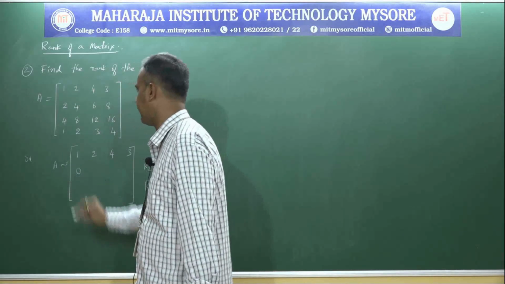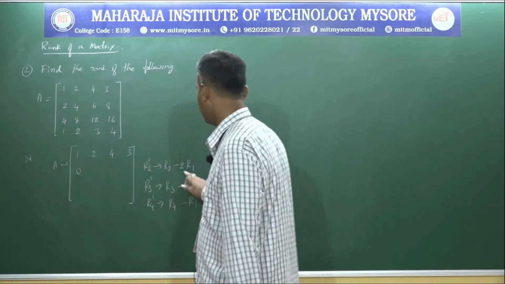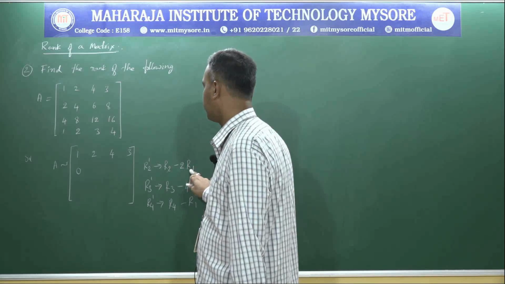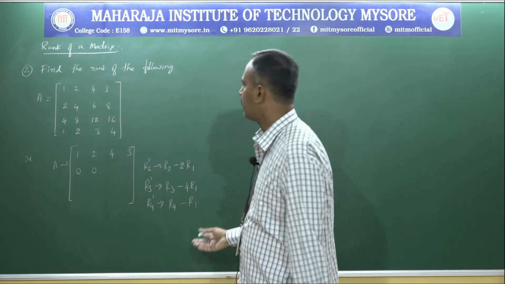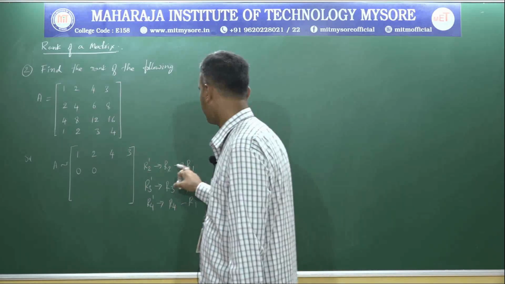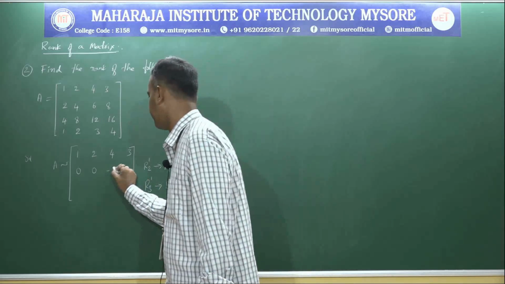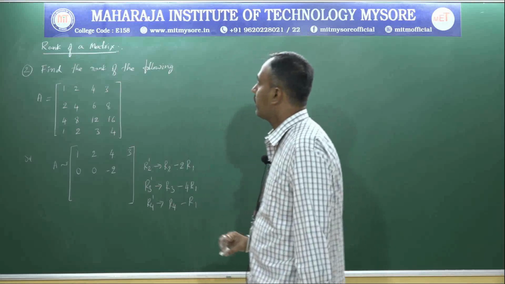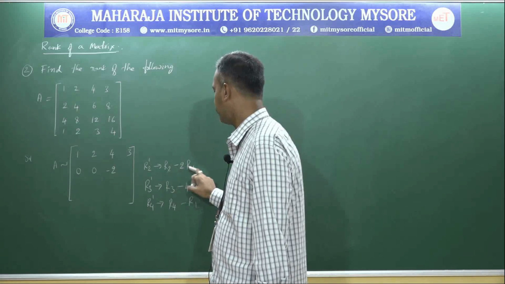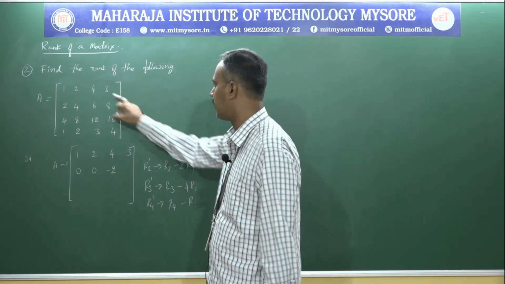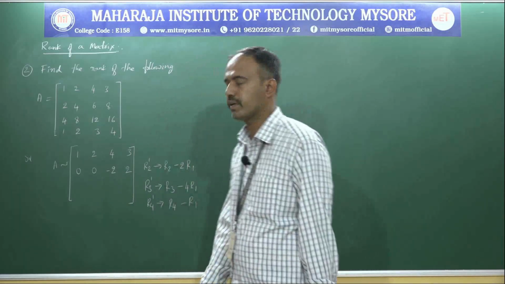The first one is 0. The next one, 4 available: 4 minus 2 into 2 gives 0. The next one is 6: 6 minus 2 into 4 gives minus 2. Next, 8 minus 2 into R1, where R1's element is 3, so 2 into 3 is 6, and 8 minus 6 gives 2.